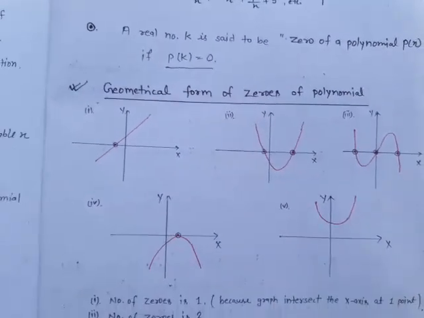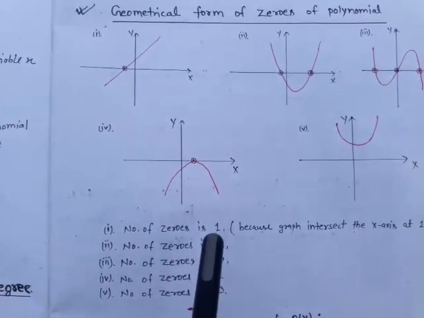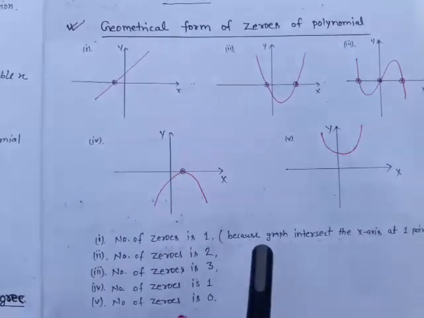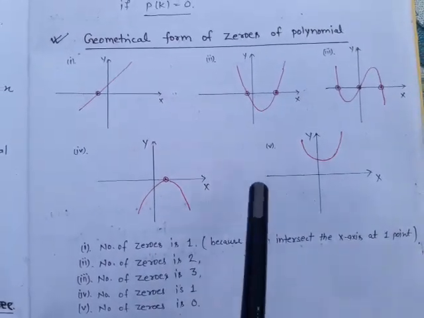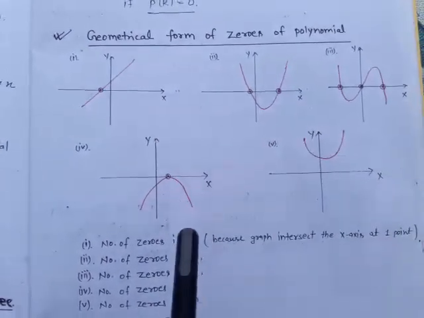Now this can also be written as: the number of zeros is 1 in the first case, because the graph intersects the x-axis at one point. In the second, the number of zeros is 2 because there are 2 points, and similarly.